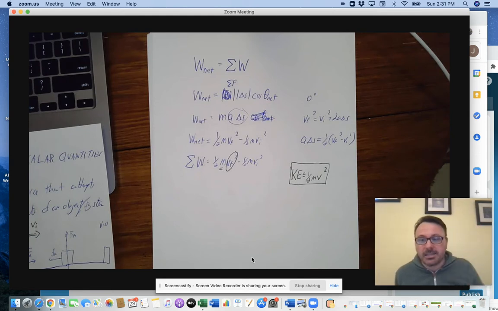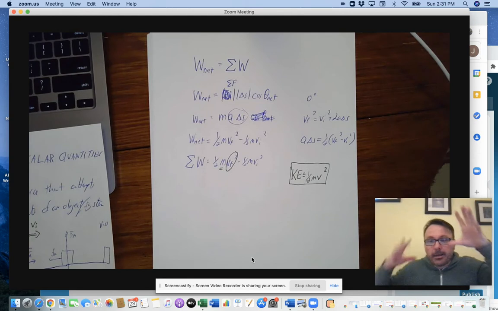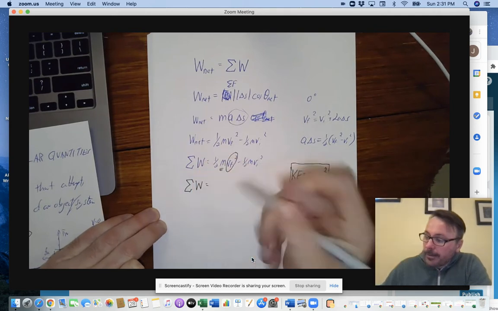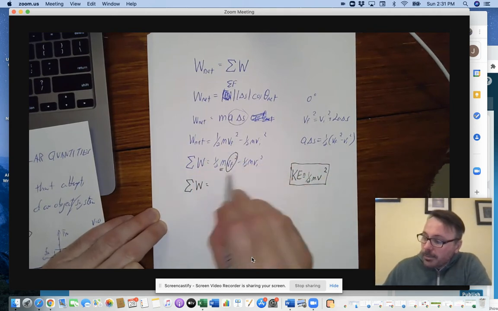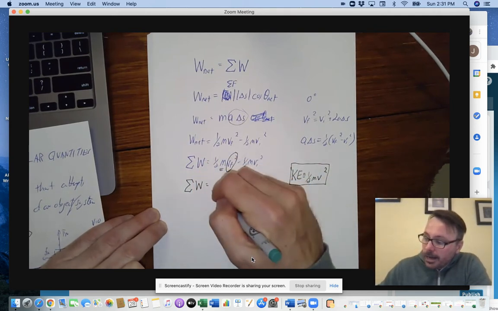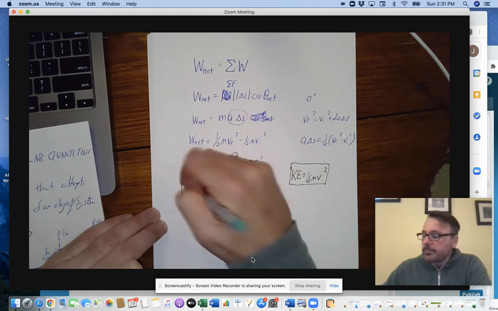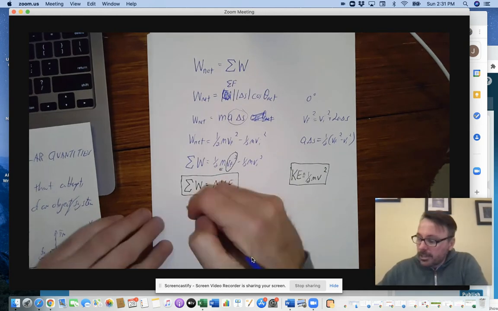Energy is saying in that state what some sort of hypothetical one would care about. And therefore, we would get that the net work on something is equal to the final kinetic energy minus the initial kinetic energy. So it's the change in kinetic energy. We're going to box that. And we're actually going to call this the work energy theorem.